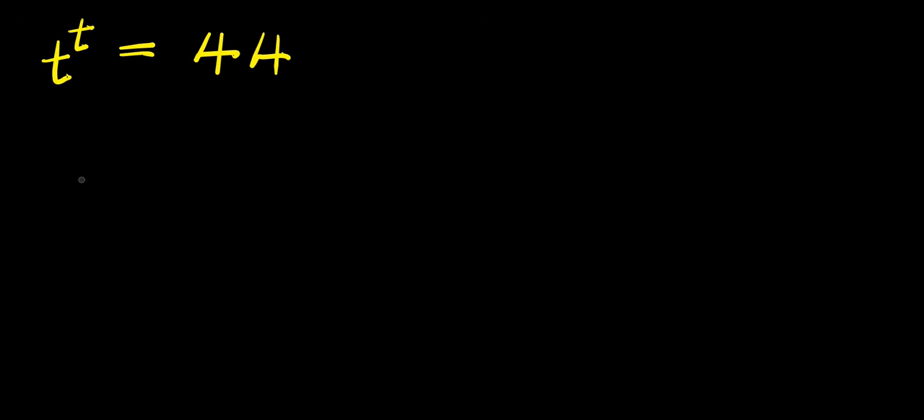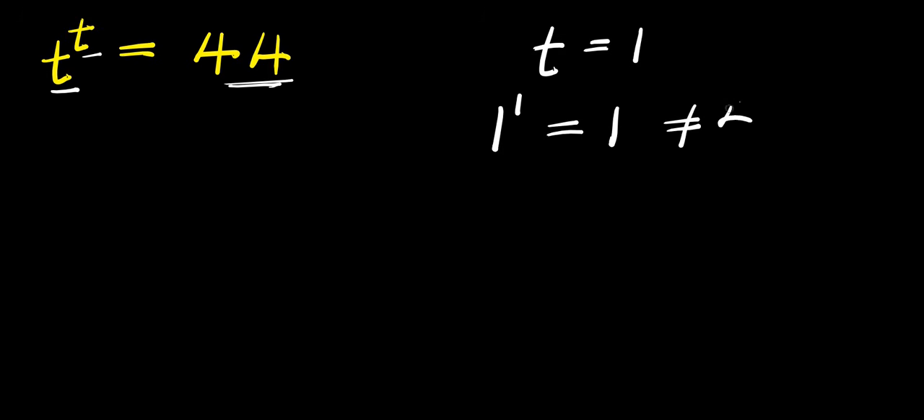Hello, how to solve this exponential problem and find the value of t that satisfies this equation. This is t power t equals 44. Now, we are looking for the value of t that we are going to raise to the power of itself that will give us 44. For instance, if t equals 1, that means t power t means 1 power 1, and this gives us 1, and this is not 44.